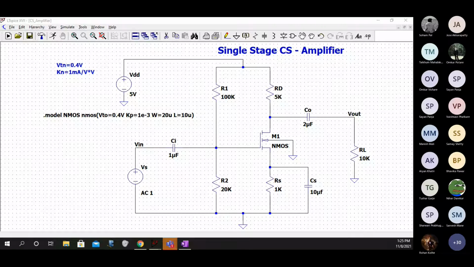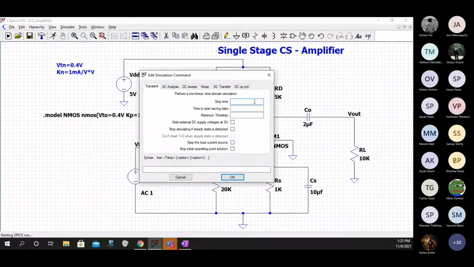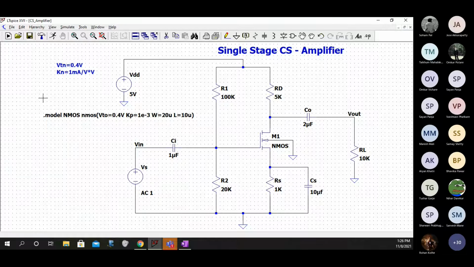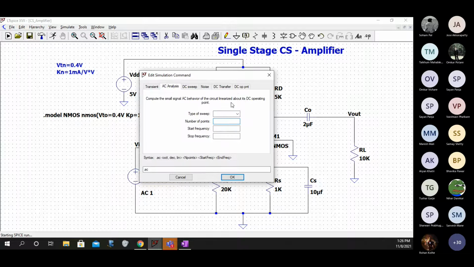Okay. Now let's try and simulate this thing. So you can just say stop time as, let's go here, go to AC analysis, decade. Here you can write points, and see, you can take it as 1 Hertz.